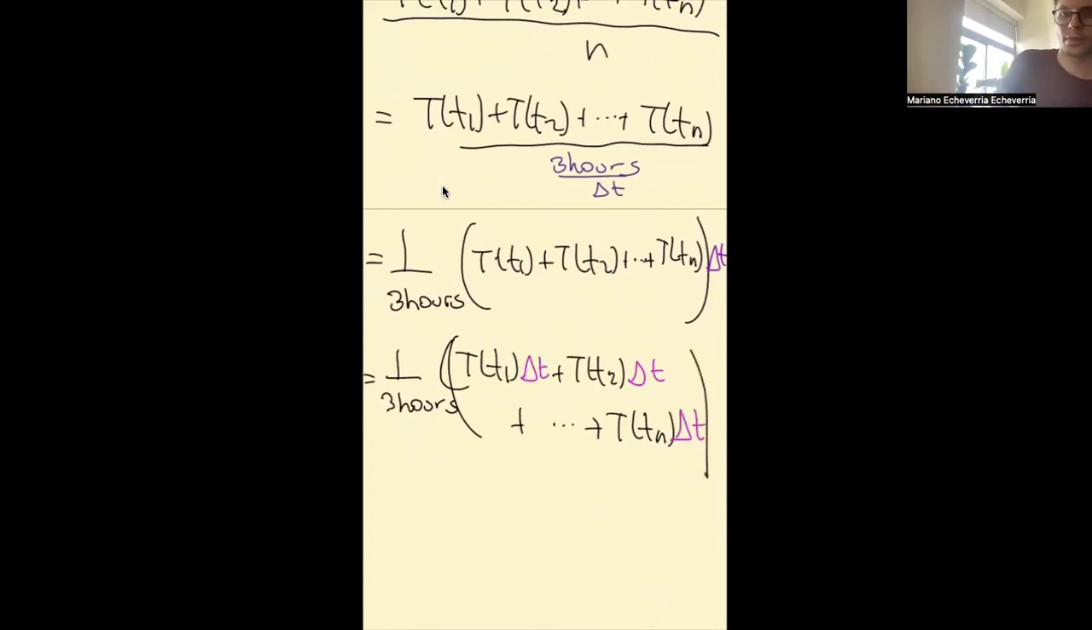Okay. So why is that useful? What do you think this means? For example, what does the temperature at T1 times delta T mean in the graph that we had? Can anyone think about what that means?